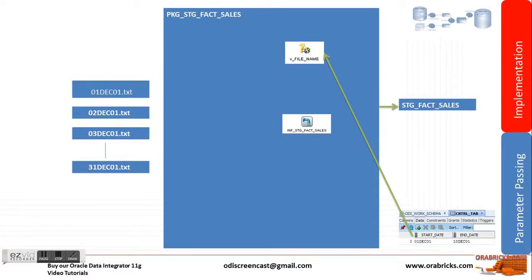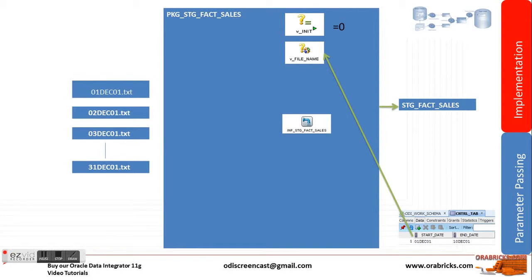We are going to give this variable value to the interface, so the interface is going to process the corresponding file, 01 December 01.txt. Now it will populate STG fact sales with 01 December 01.txt. What I mean to say is, when the value of v underscore file name is 01 December 01, your interface mapping INF STG fact sales will populate STG fact sales with the 01 December 01.txt file data.